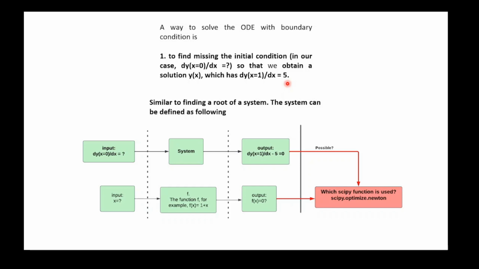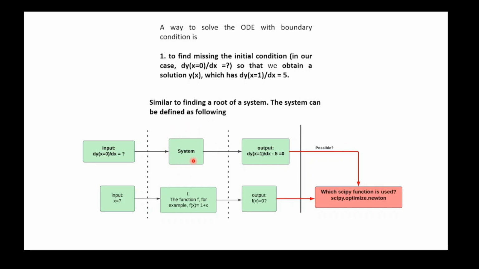So how can we transform equal to 5 into equal to 0? Of course, we just need to take the left side and subtract the right side. Then that one will be 0. And this condition and that one are the same. After we define the function input to optimize Newton, we can easily find the corresponding initial condition. And after that, we can solve our problem.